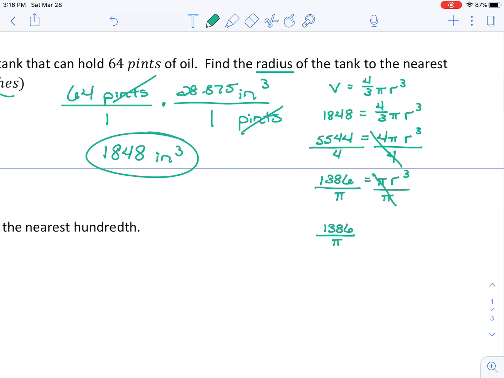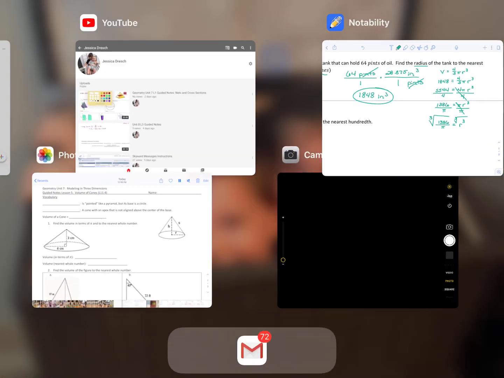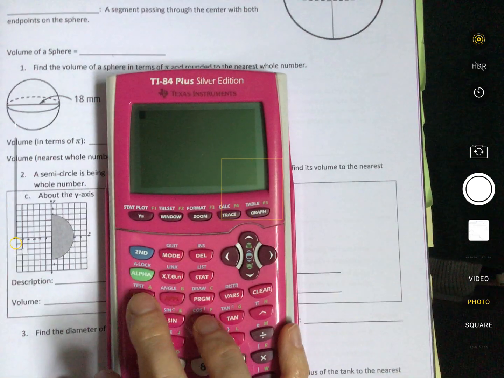so I need to think about the fact that I have something set equal to the thing I want to the 3rd power. So the only thing stopping me from having this answer is this to the 3rd power. So I'm just going to get rid of it. The opposite of cubing something is to cube root it. So I'm going to cube root that fraction of 1386 over pi. So let me show you how I'm going to do that on my calculator.